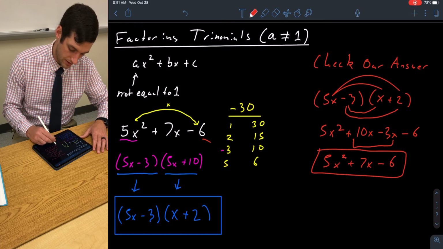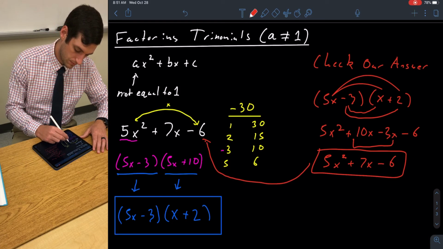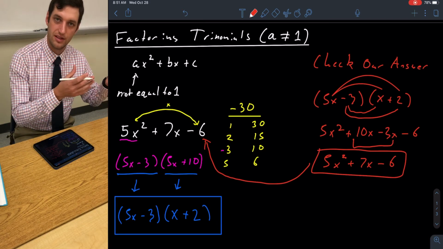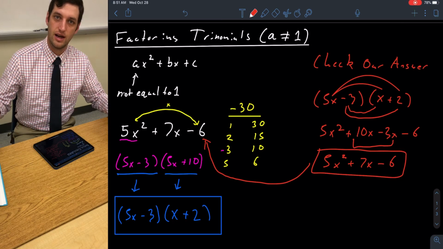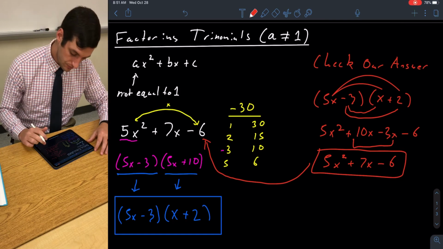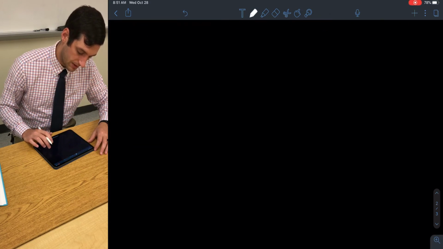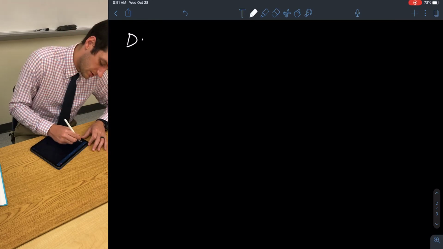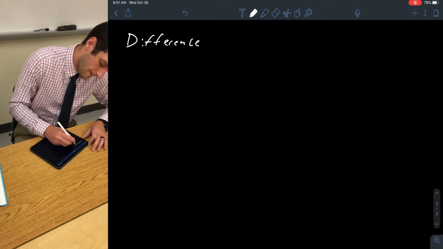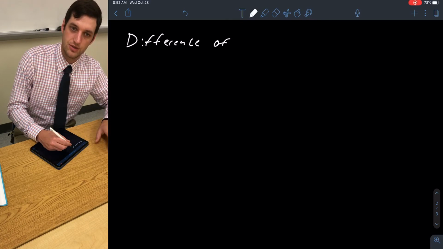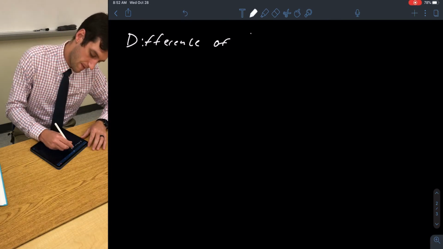Let me make that a little bit neater. And there you go. So that's how you factor trinomials where the first number is not equal to 1. All right, so there's one more type, and this is called difference of squares. We'll go into sum of squares next week, and we'll also go into difference of cubes and sum of cubes next week. But for today, I just want to go over difference of squares.